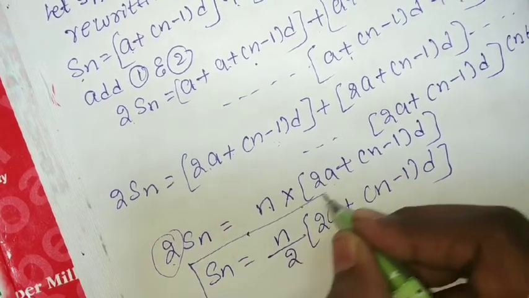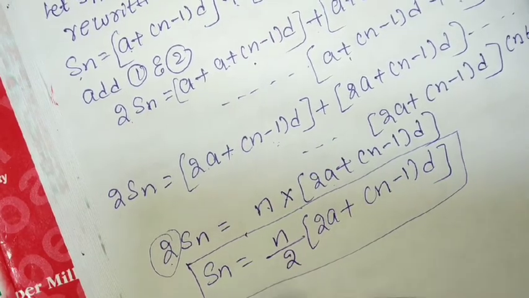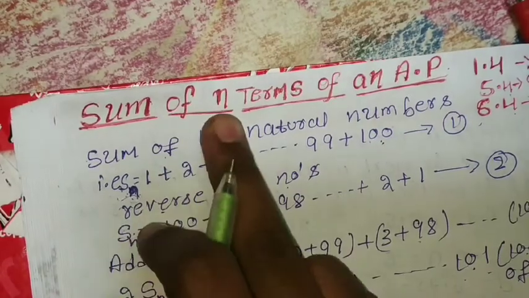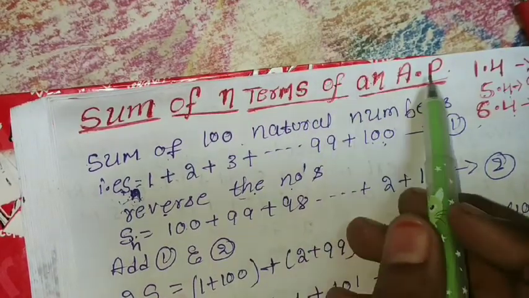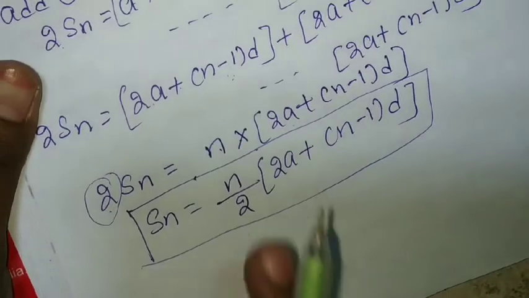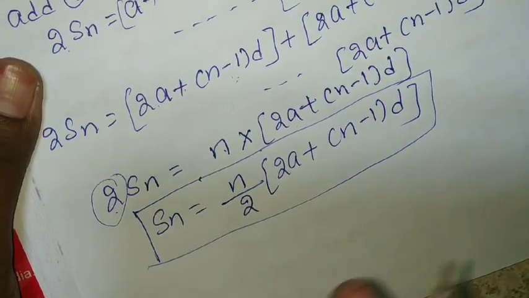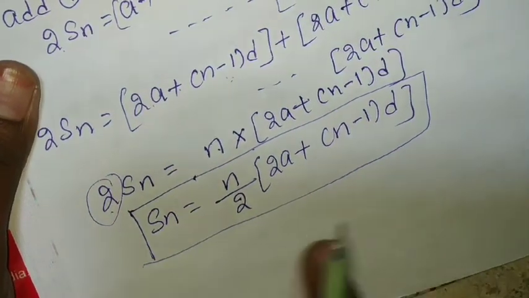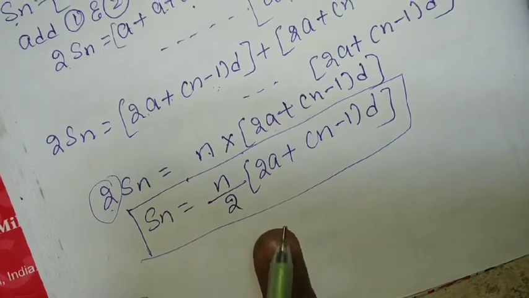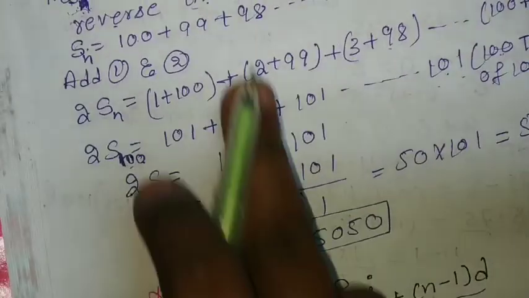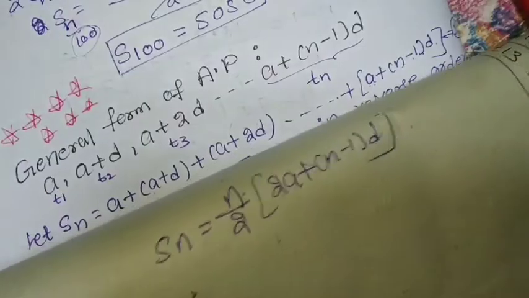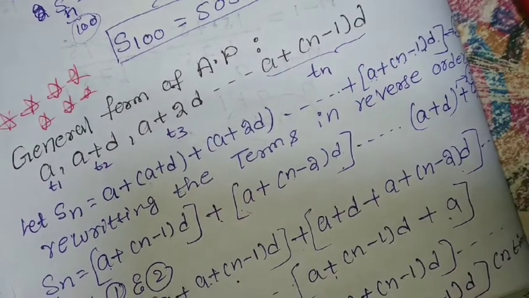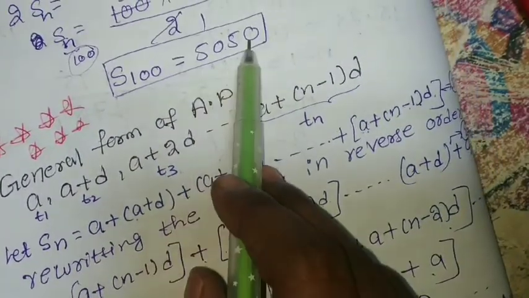What is this? This is the formula of the sum of n terms of an arithmetic progression. Sum of n terms of arithmetic progression. This is the formula, very, very important. See now, can you check whether this formula is applicable to this question or not? Shall we start? What do we need to get as our answer? Yes, S100 is equal to 5050 we need to get.